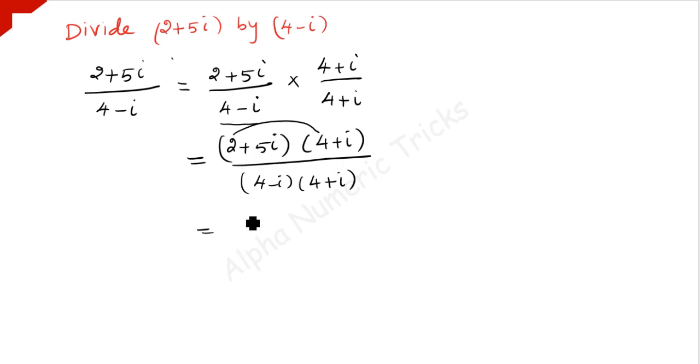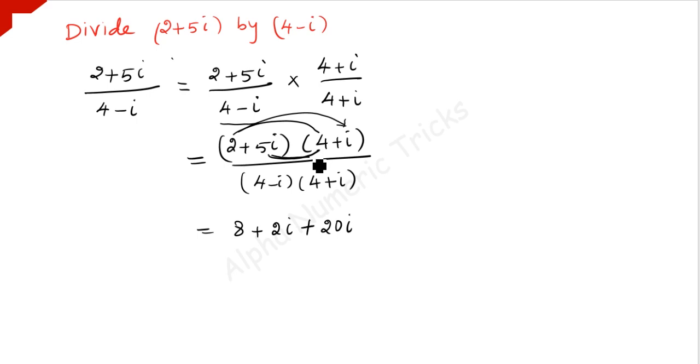2 into 4 is 8, and then this is multiplied with the outer term. So 2 into i you have 2i. So plus 2i, and then you have to multiply the inner term, 5i into 4. Here all the terms are plus. So plus 5i into 4, 5 into 4 is 20, into i, 20i.